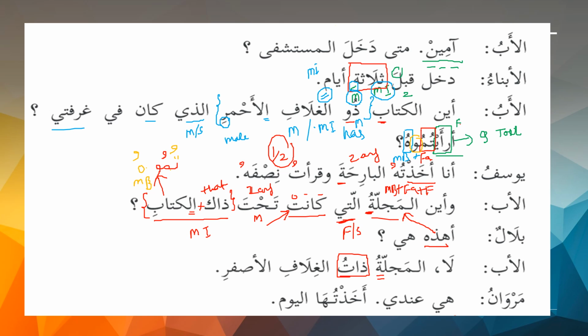Majallatu dhatul ghilafil asfari. And asfar is the male name for colors. And why is it taken as a male name? Because ghilaf is male. So don't get confused that if majalla is being used, you will use a feminine color, because this color is coming as sifa for ghilaf, not majalla. And how do you know it is a sifa for ghilaf?